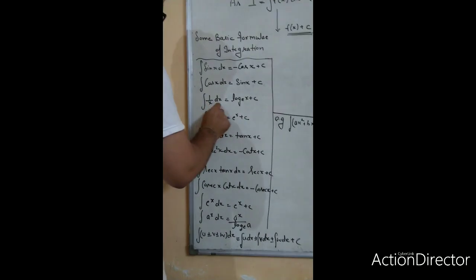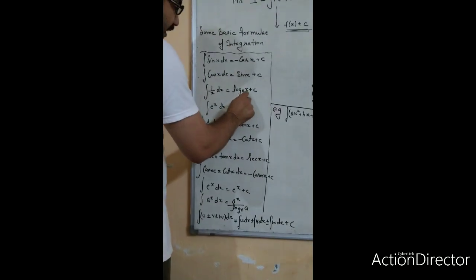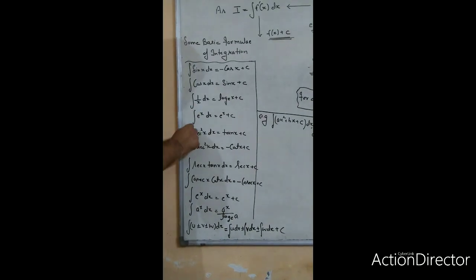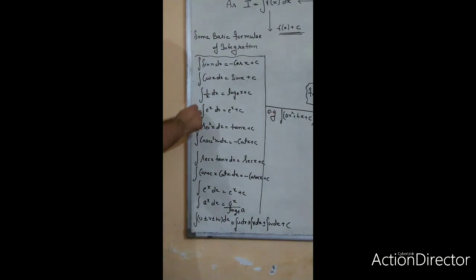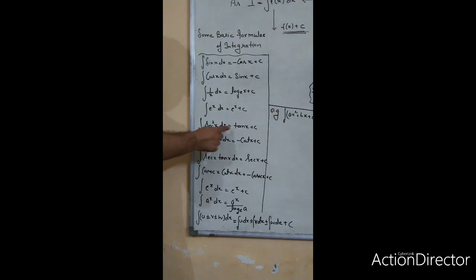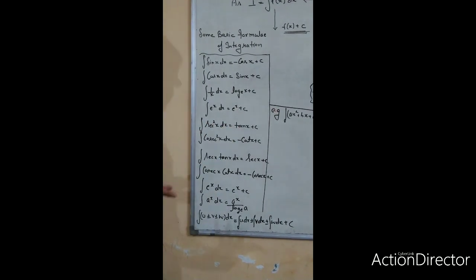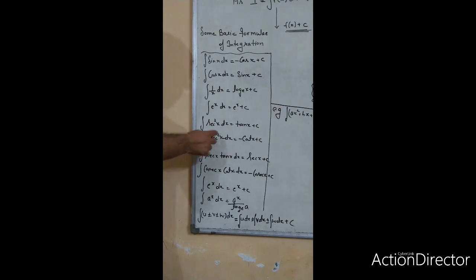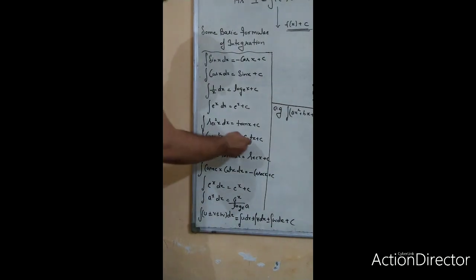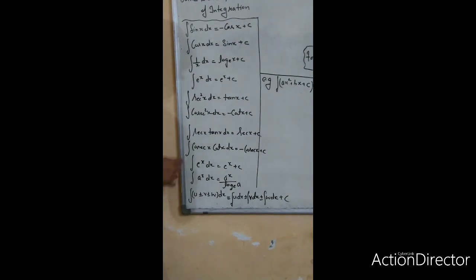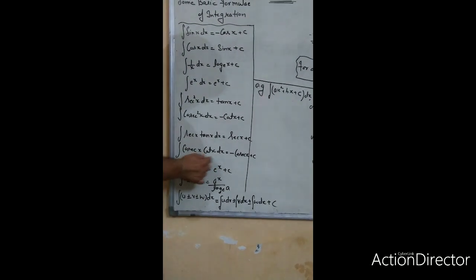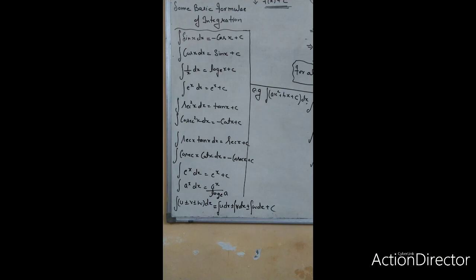Integration of 1 upon x dx is equal to log of x plus c, while integration of e to the x dx has the answer e to the x plus c, and integration of sec square x dx is equal to tan x plus c, while cosec square x dx is equal to minus cot x plus c. Integration of sec x tan x dx will give the answer sec x plus c. Integration of cosec x cot x dx gives minus cosec x plus c.